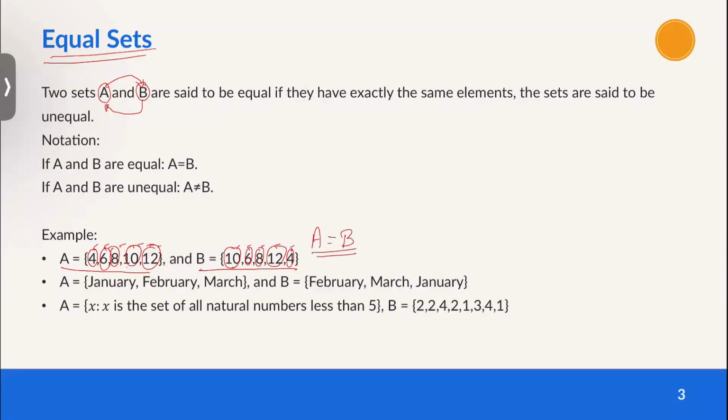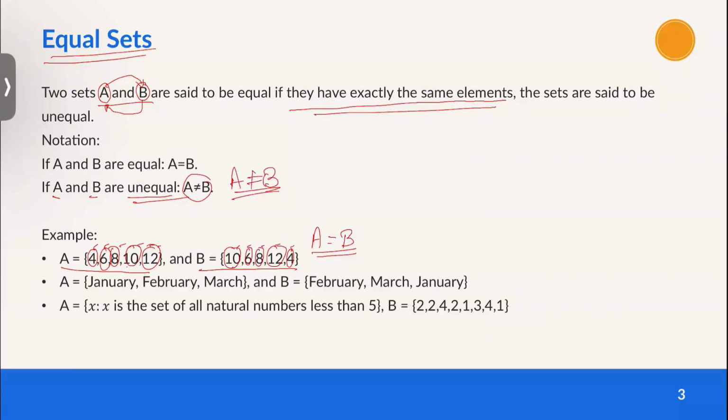So this is the notation used to denote when the two sets are equal. We can also say that A and B are equal if they have exactly the same elements. So all the elements of A must be an element of B and all the elements of B must be an element of A. Now if sets A and B are not equal, they are called unequal sets and it is denoted by A not equal to B.